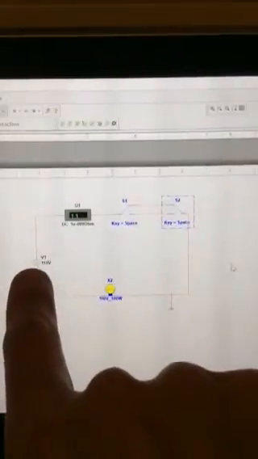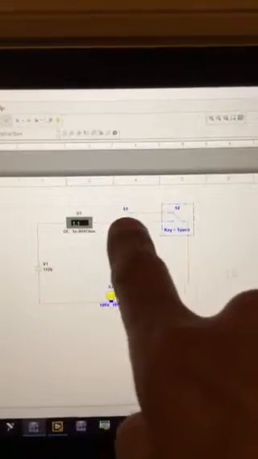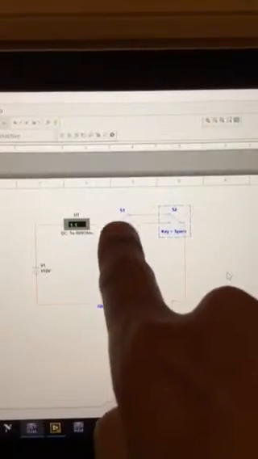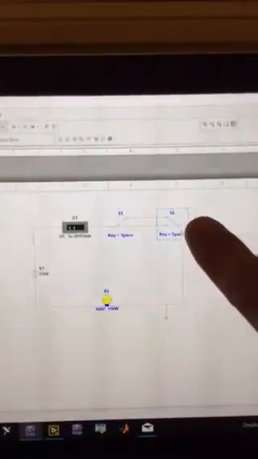Okay, here is a three-way switch created with Multisim. First, here is my power source, which is a 110 volt source. Here is my ammeter monitoring the amps. Here is the first switch, S1, and here is the second switch, S2.